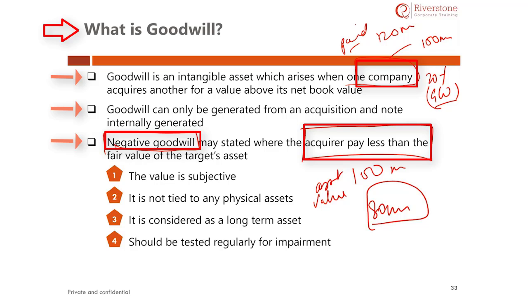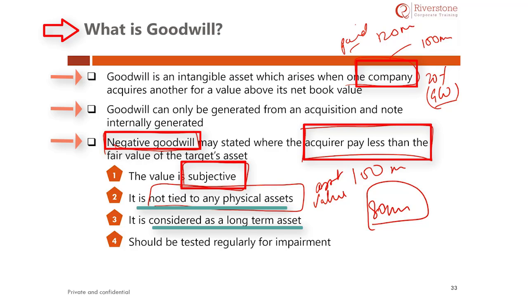Technically, you should match the asset value with the price, which should be paid. Again, it is very subjective. It is not tied to physical assets. As said earlier, you should revalue the physical value of the asset and reduce the value of the asset to ensure that you match it with the price.